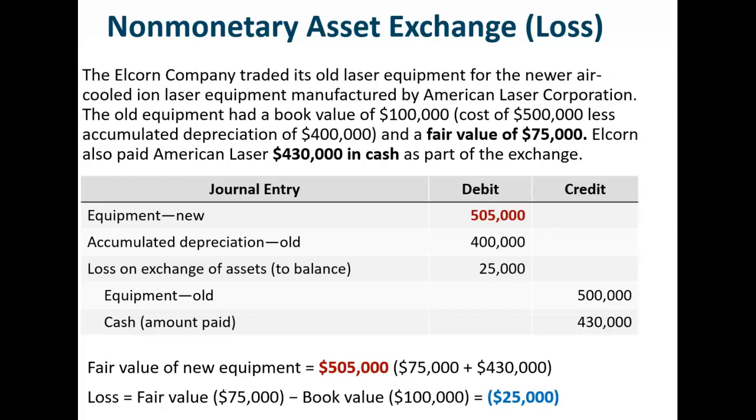The new equipment is recorded at $505,000, which is the fair value of the old equipment, $75,000, plus the cash paid of $430,000. Elkhorn recognizes a loss of $25,000 on the exchange. That is the amount by which the fair value of the asset given is less than its $100,000 book value.